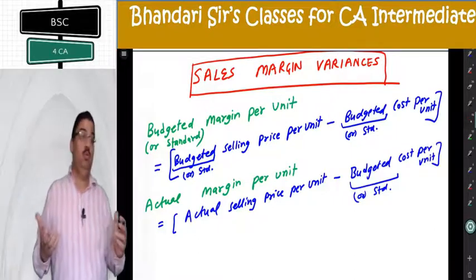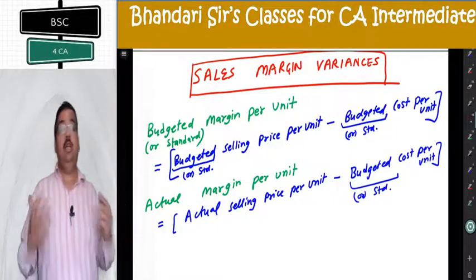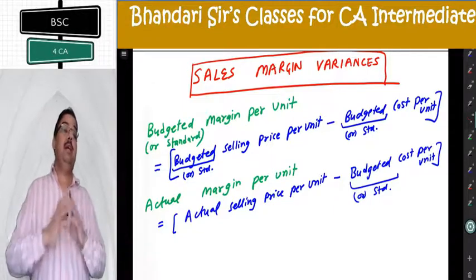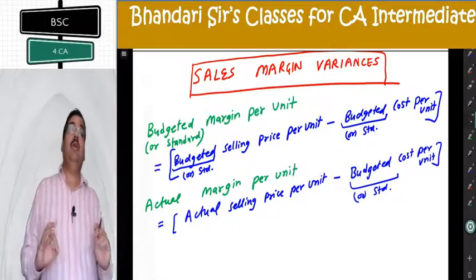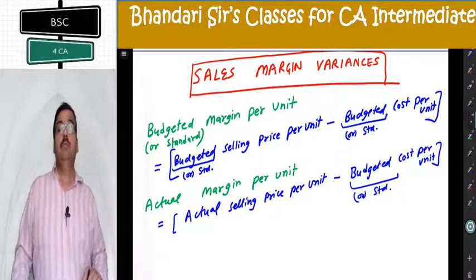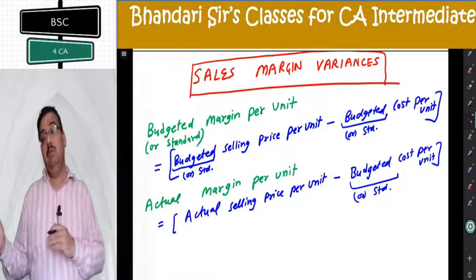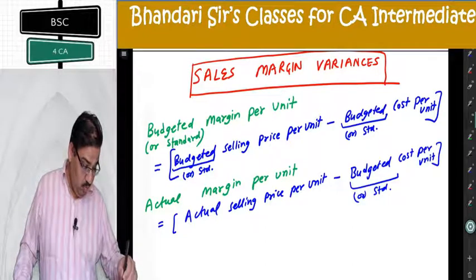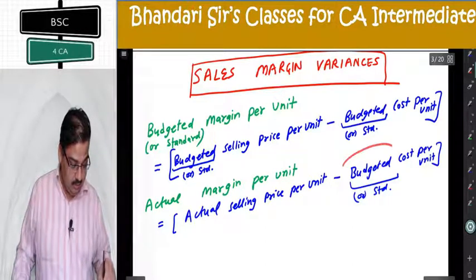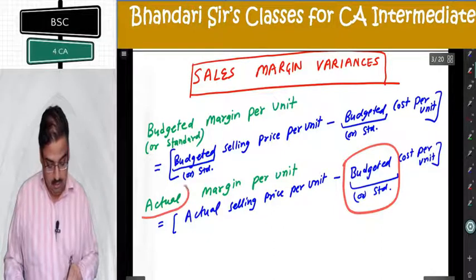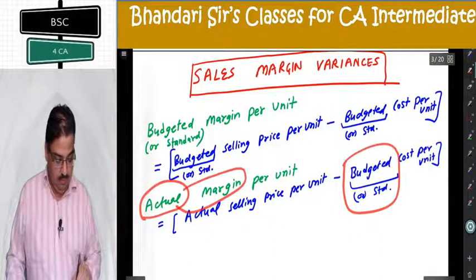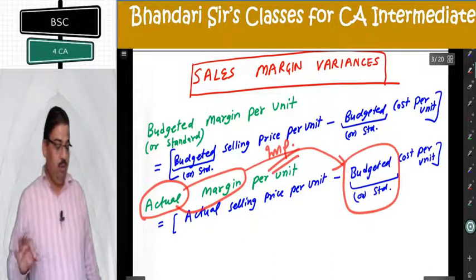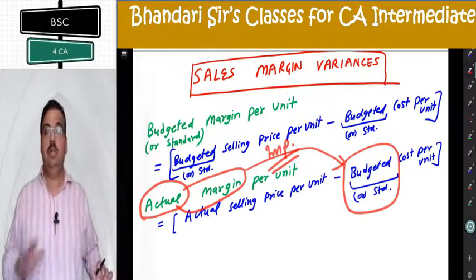Why is it so? You will get much more detail in the interpretation of variances. We don't want to put all the cost variances in this category. That's why we are considering all at budgeted cost only. Budgeted cost compared with the actual selling price gives me actual margin per unit. So the most important learning point is this, that in actual margin we are using this. If you can recall this much, things are very easy.